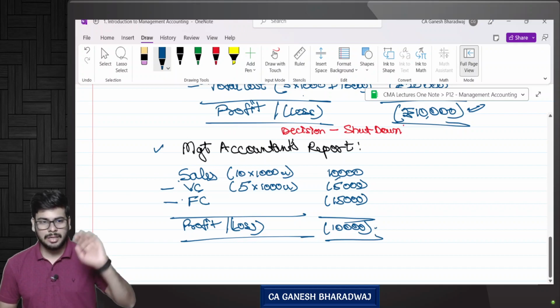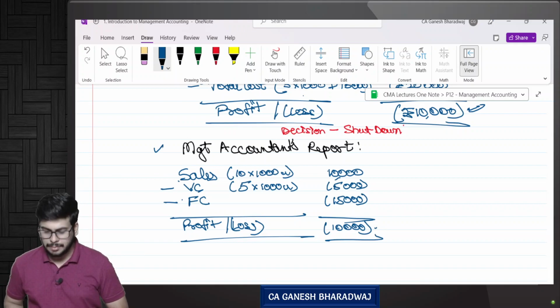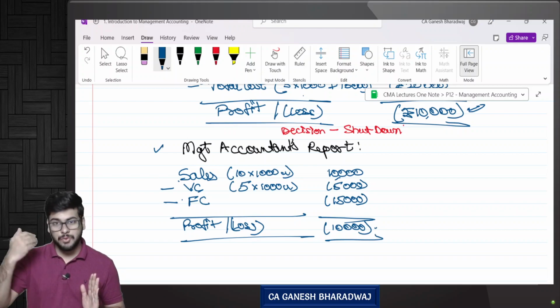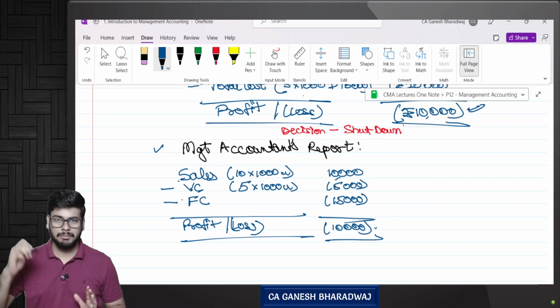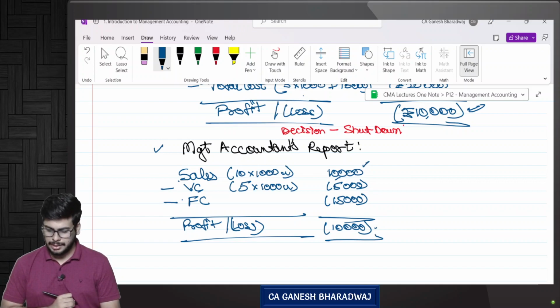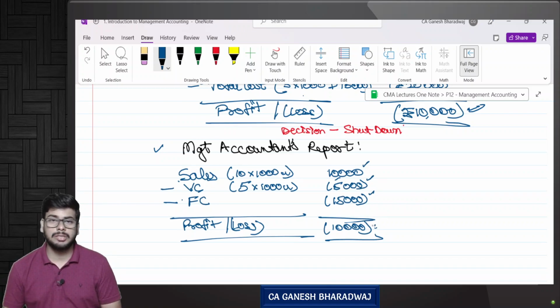What I will tell is, look, Mr. Managing Director, next month, if you continue the operations, that is, if you keep the factory open, which means you're going to produce 1000 units, 10,000 rupees will be the sales, variable cost will be 5,000, fixed cost will be what? 15,000. So the net loss is going to be 10,000, correct?